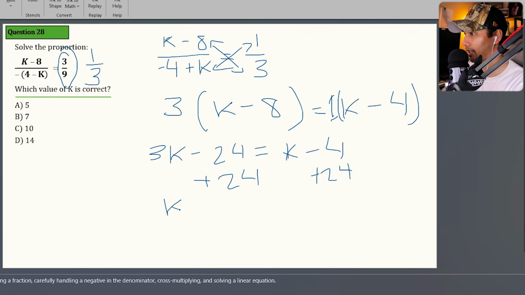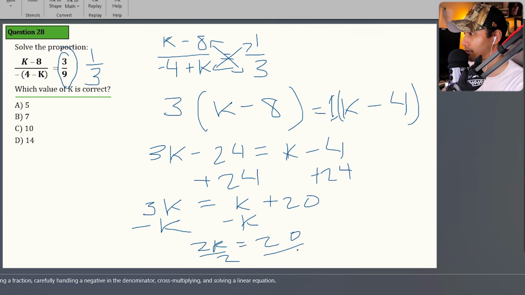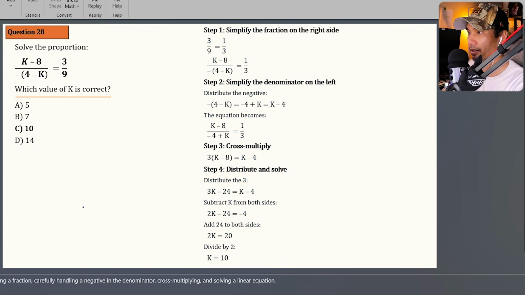Then you get 3k equals k plus 20. Then minus k, and then you get 2k equals 20, divide by 2 equals 10. And then that is answer choice C. And let's see if we get it. And yes, answer choice C.